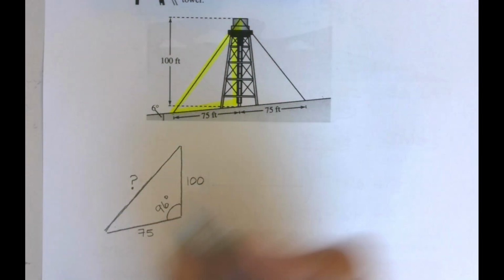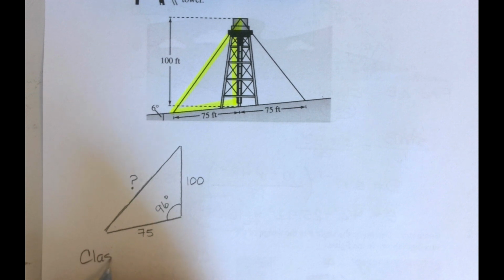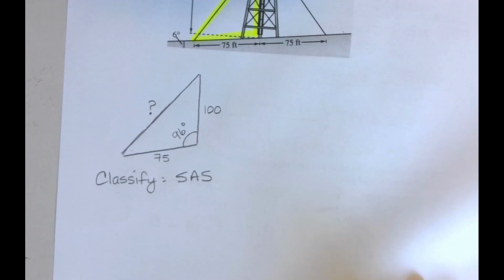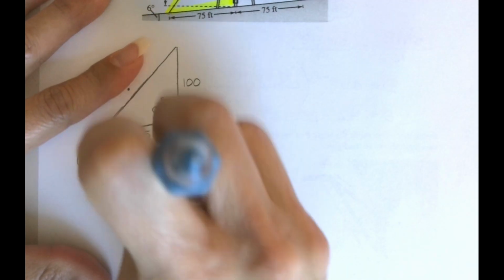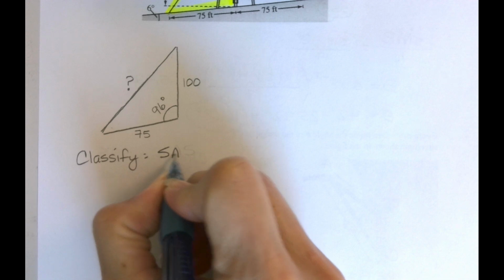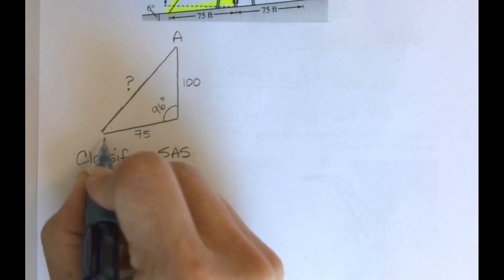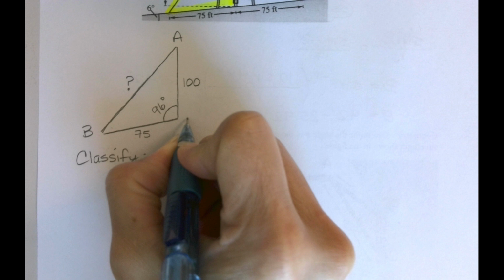Okay, so if we look at this classification, what is it going to be? SAS. SAS, very good. The angle is trapped in between both sides, right? All right, so SAS is which law? Law of cosines. All right, so which one of these do y'all want to label A? Top. All right, A. Which one of these is B? Left, bottom. Okay.